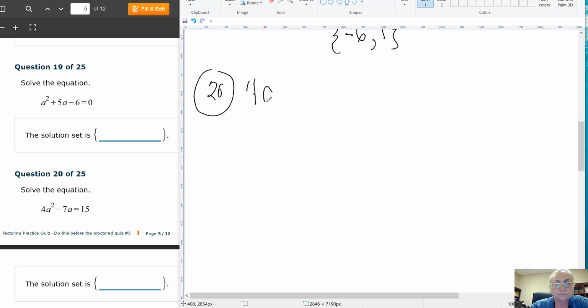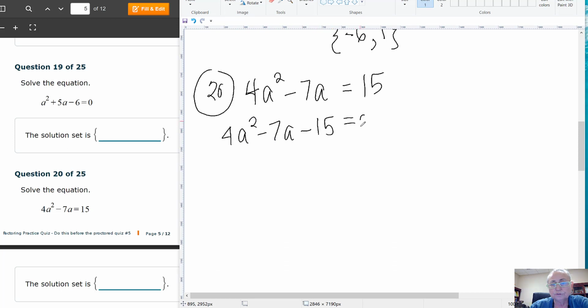4a squared minus 7a equals 15. Well, I can't combine like terms or anything, but I can move my 15 over. So 4a squared minus 7a minus 15 equals 0. I look for a GCF. There is no GCF. I do my AC, since this is a trinomial. I get negative 60, and my B is negative 7.